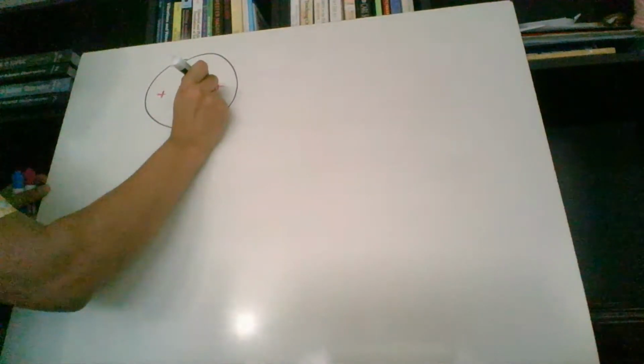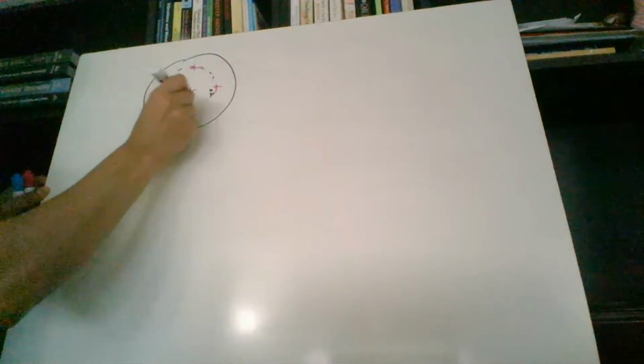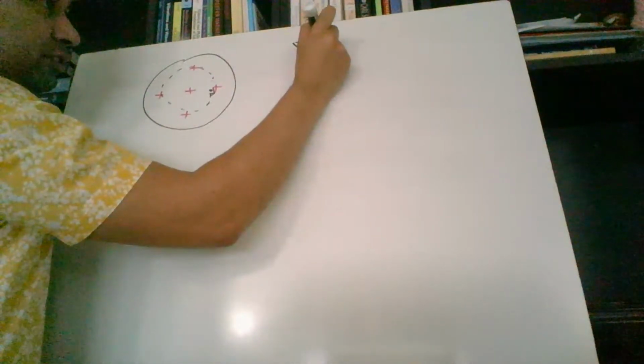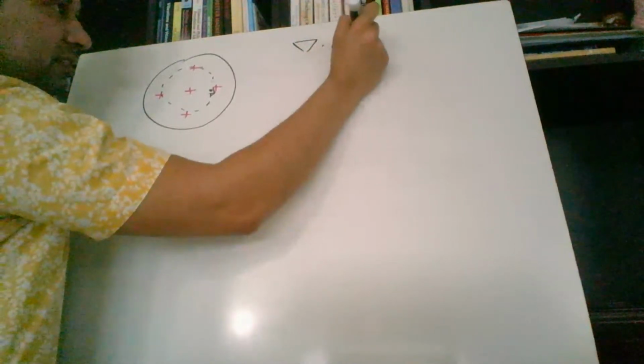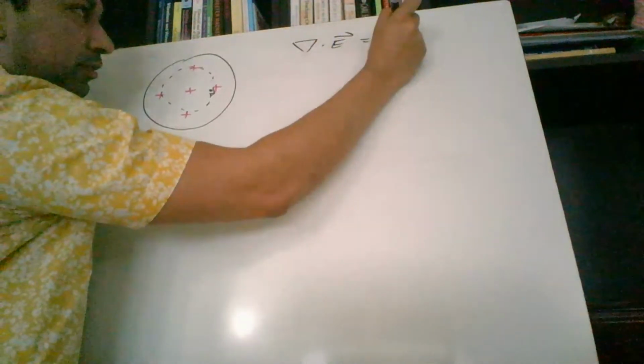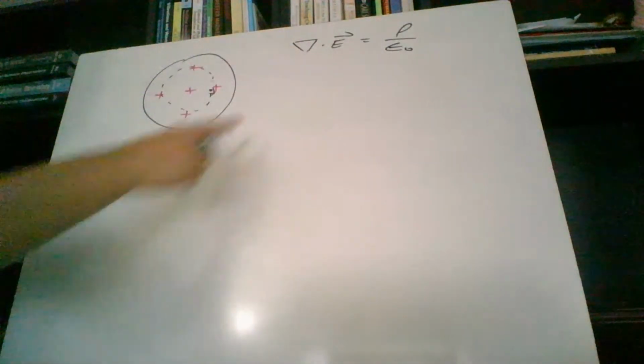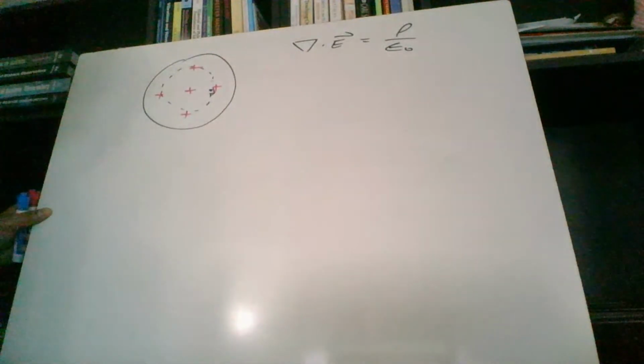And let's see here. Here's point P. Point P is located right there. And we want to know what's happening there. We're going to make a Gaussian blanket there. So there's a few things we can do. Let's see. What is it that we could do? We could write down our equation. The divergence of the electric field is equal to rho over epsilon naught. So that's Gauss's law in differential form.